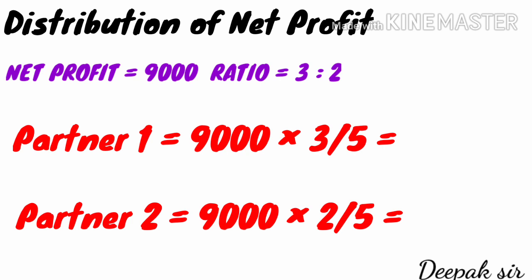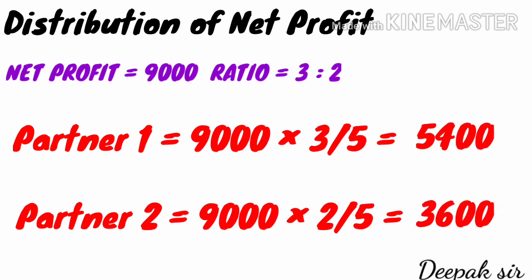So if we calculate the amount of profit for the first partner, the profit will come to 5,400, and for the second partner the profit amount will come to 3,600. Now since the ratio was given 3:2, the first partner is going to get more net profit amount and second partner will get less profit amount.